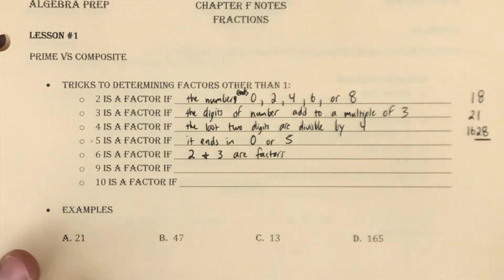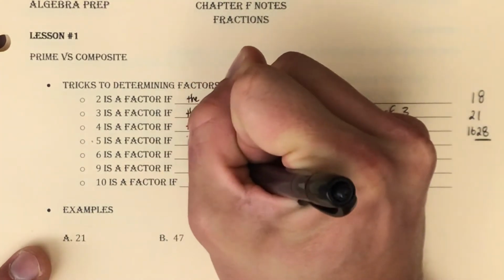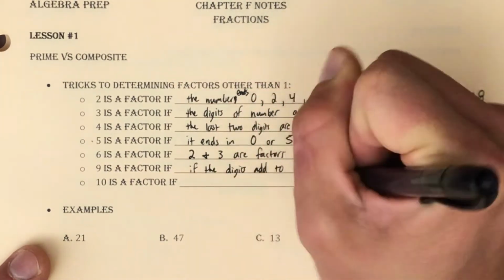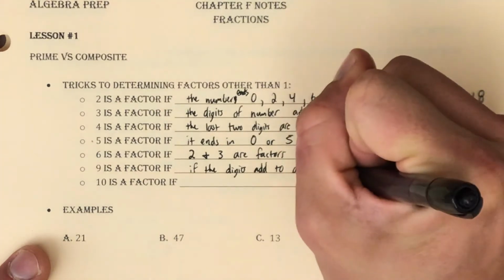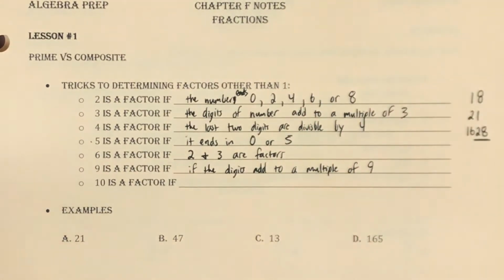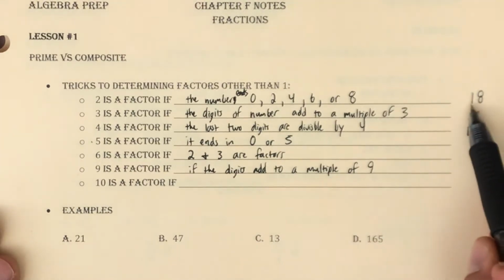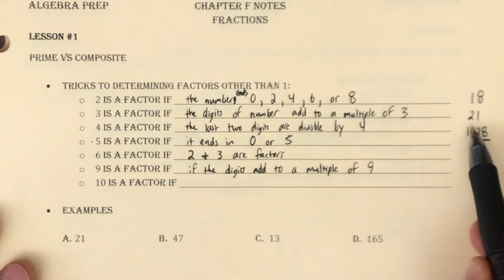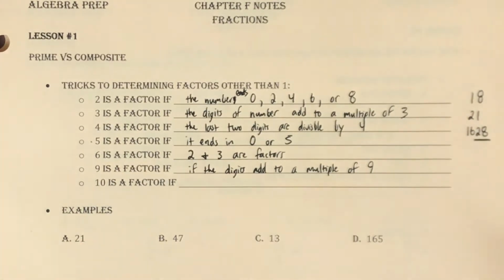9 is a factor if the digits add to a multiple of 9. So going back to our situation, 18, 1 plus 8 is 9, that's a multiple of 9, so 9 is definitely a factor. Whereas 21, 2 plus 1 is 3, 3 is not a multiple of 9. So it's only going to be numbers that the 2 digits or 3 digits or however many digits you have add to a multiple of 9.